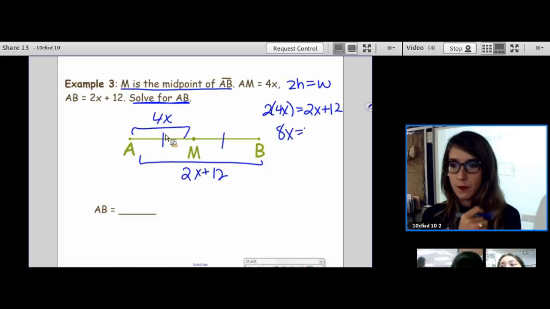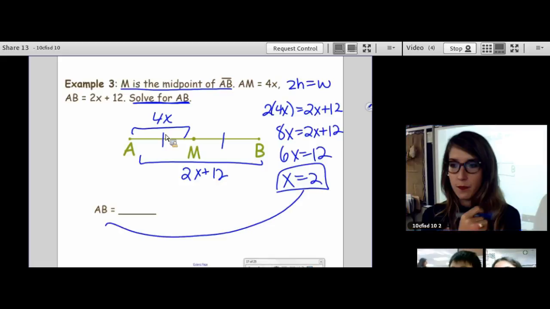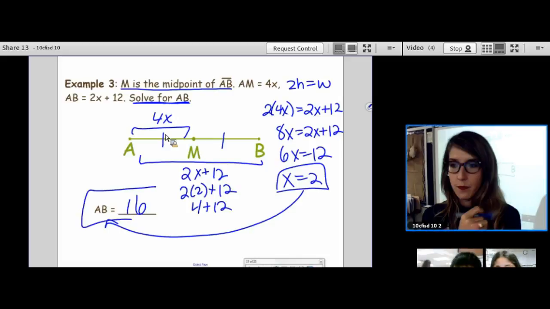8x equals 2x plus 12. 6x equals 12. X equals 2. Now be careful. It was not asking for x. You do need to plug it in. 2 times 2 plus 12. 4 plus 12. So the length of AB is 16.